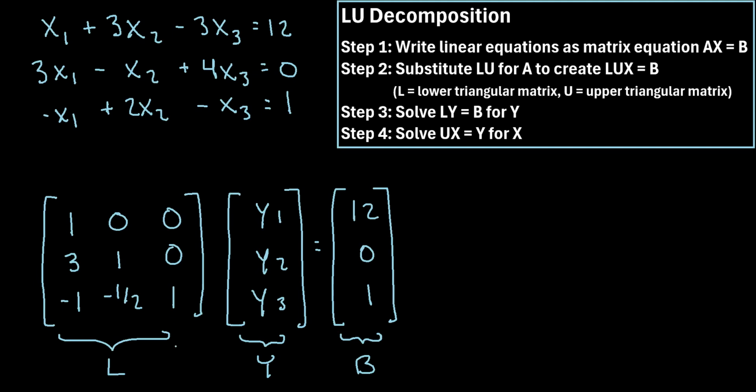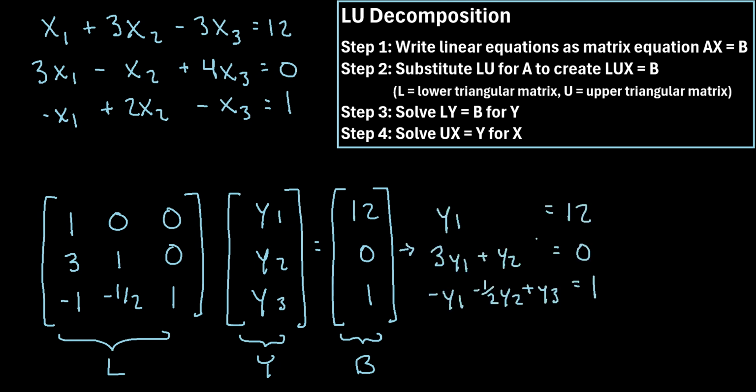Okay, so here we have written the matrix equation Ly equals B, where L is the lower triangular matrix that we just found. Y is just a vector of y values that we've created. And B, remember, B is just the values on the right-hand side of the original linear equations. So what we can do is write this as a series of linear equations, and we're going to solve for the y values. So here's what that would look like.